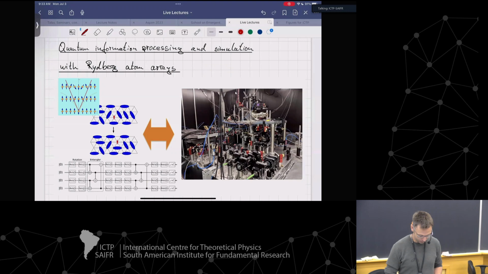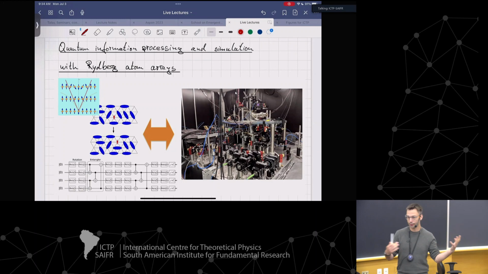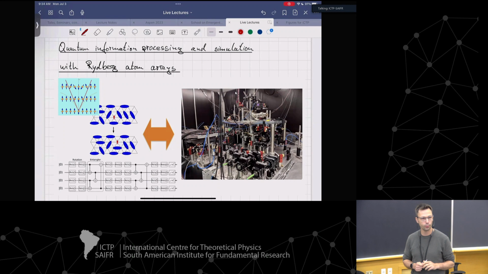Yes, so I'm the only experimental speaker. So I don't know, are you excited about experiments? Do you want to know how we build these things? Okay, good. That's what these lectures will be about.